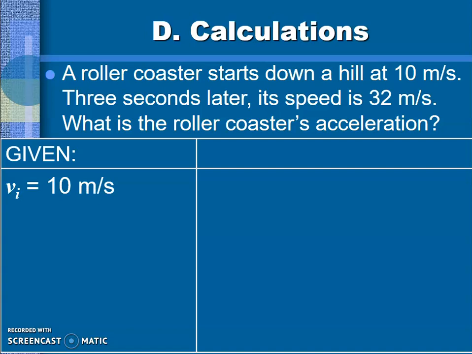Okay, so we know our initial velocity because it says a roller coaster starts down a hill at 10 meters per second. So that's our initial, that's our beginning. We have a time because next it says 3 seconds later. So that's our time. Its speed is 32 meters per second. That's our final velocity. That's our ending point for this problem. What is the roller coaster's acceleration? Okay, so since I have two v's and a t and I'm trying to solve for a, I know I need my acceleration equation.